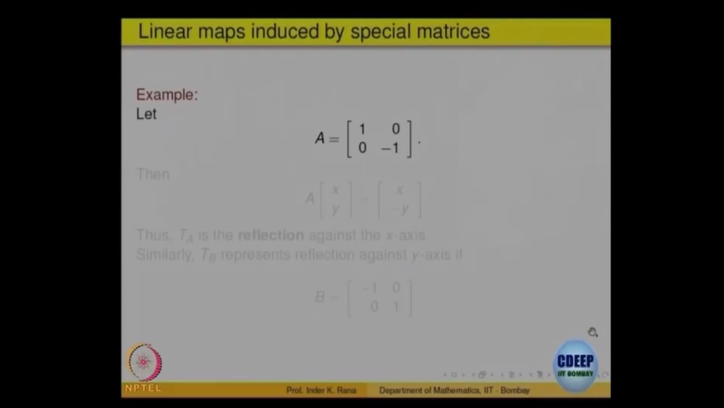So, what does it look like geometrically? The x coordinate remains the same, and the y which was there has become -y. So, this is reflection against the x axis, y goes to -y. And similarly, if you look at [-1 0; 0 1], that gives you reflection against the y axis. So, reflections are obtained by this simple matrix transformation in the plane, right.